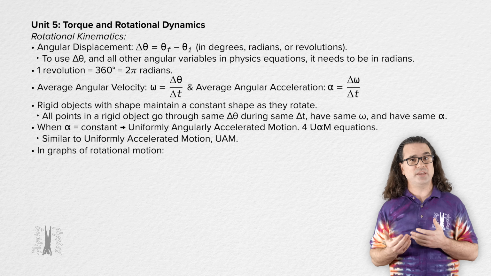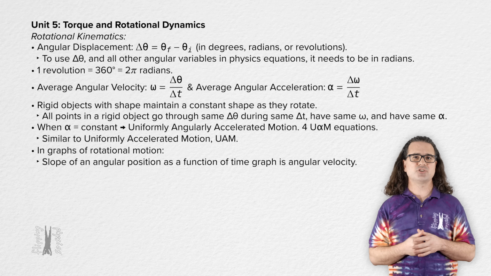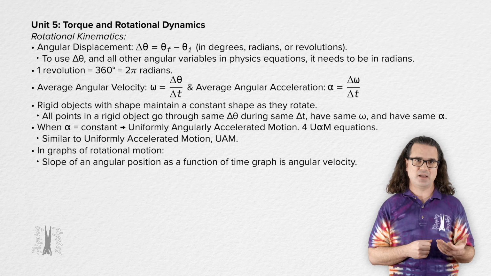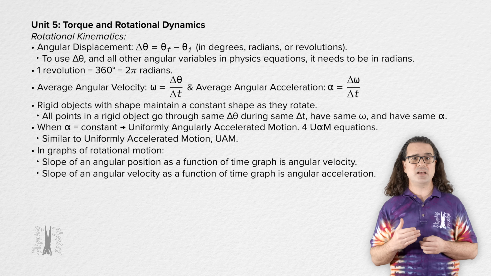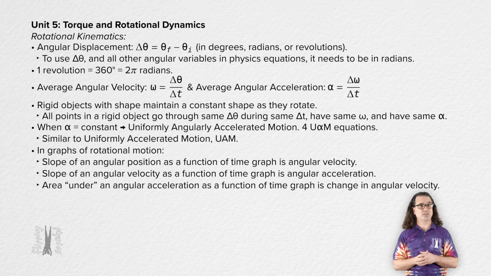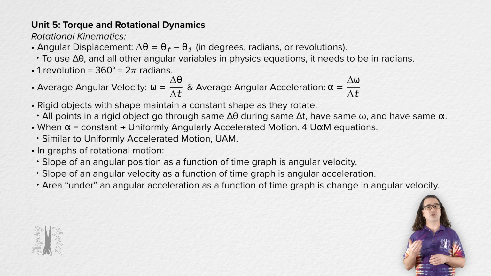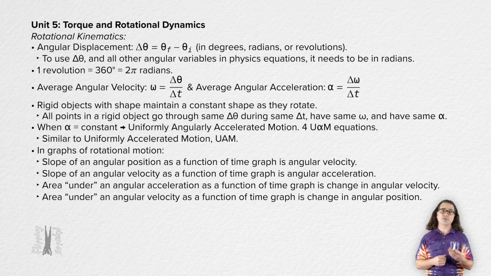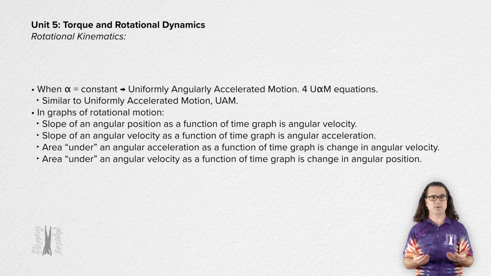In graphs of rotational motion, the slope of an angular position as a function of time graph is angular velocity. The slope of an angular velocity as a function of time graph is angular acceleration. The area under an angular acceleration as a function of time graph is change in angular velocity. The area under an angular velocity as a function of time graph is change in angular position or angular displacement.